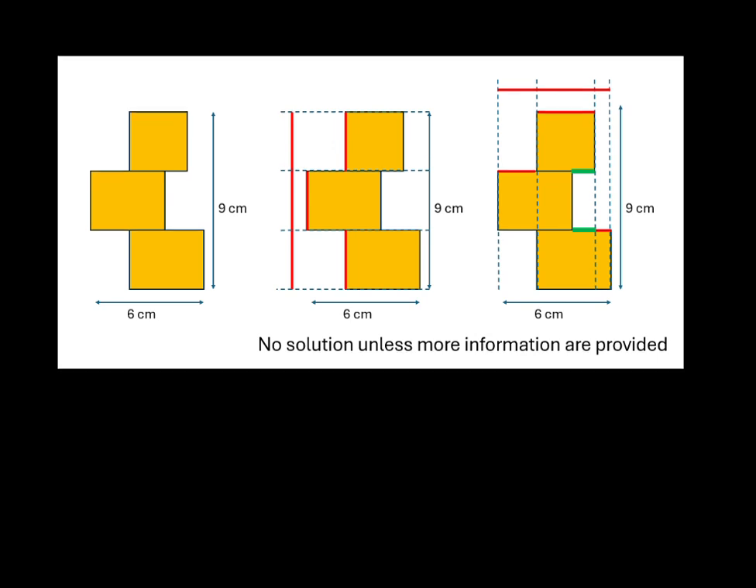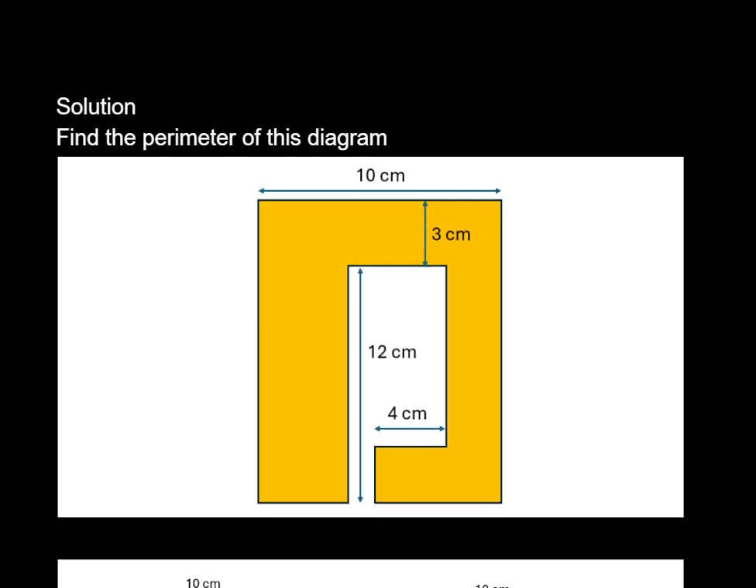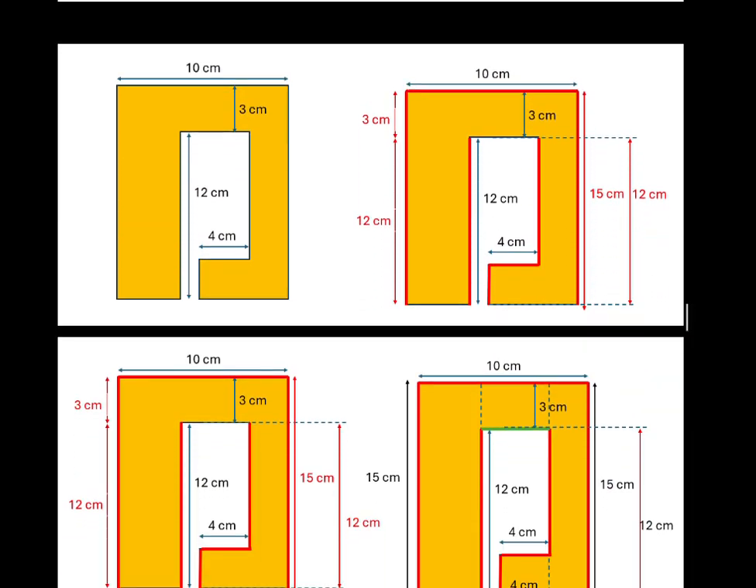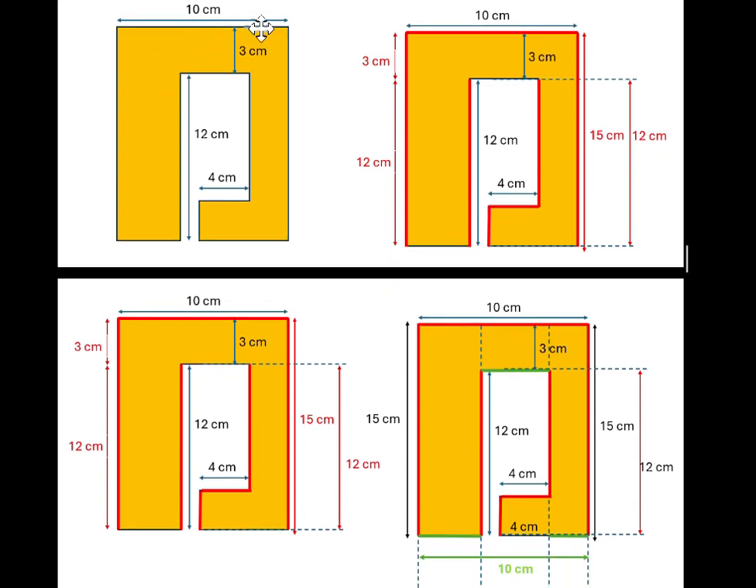Okay, so with the two concepts that we learned, now let's solve the problem itself. So this is the solution. Find the perimeter of this diagram. So this is the diagram. Let's look at what we know step by step. I'll explain over 4 diagrams. So this is the original diagram. You know it's 10, you know it's 12, you know it's 4, you know it's 3.